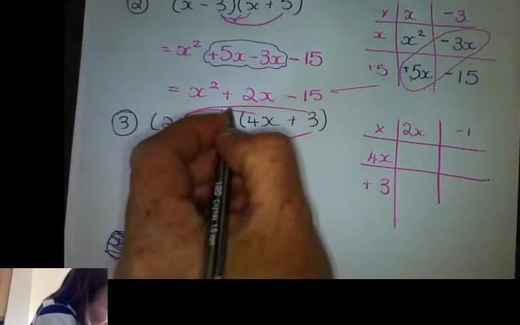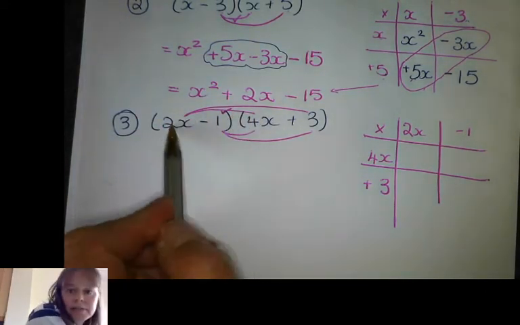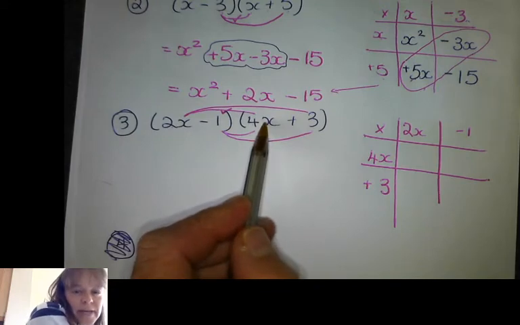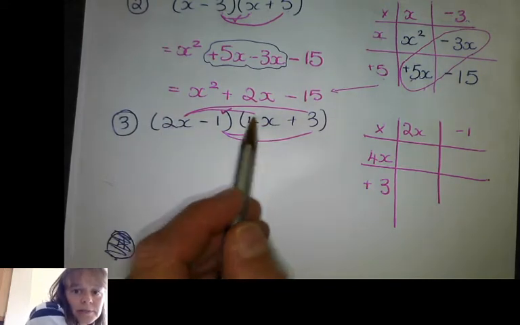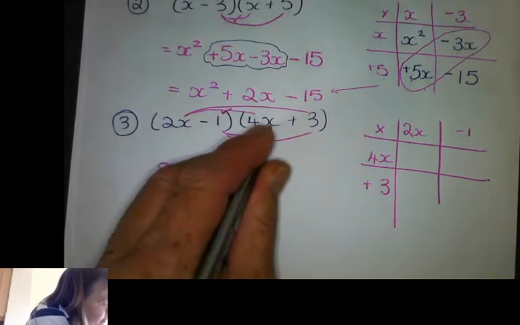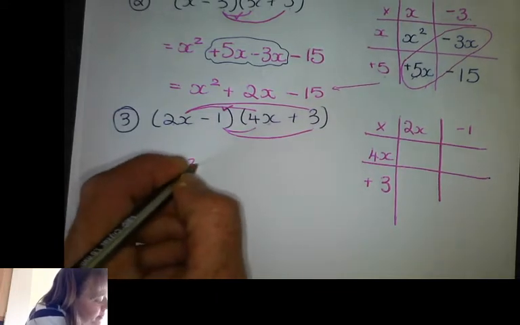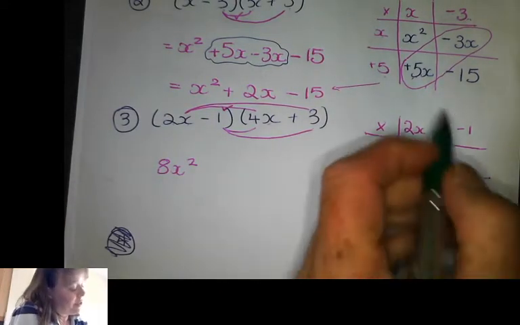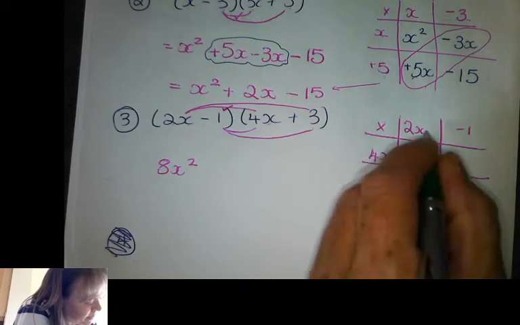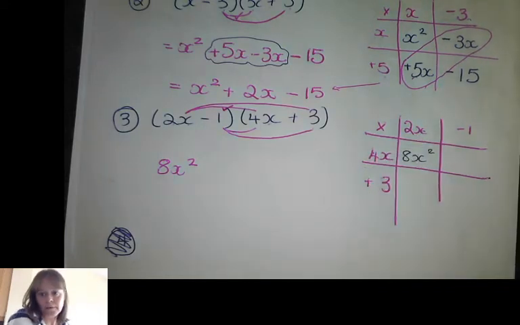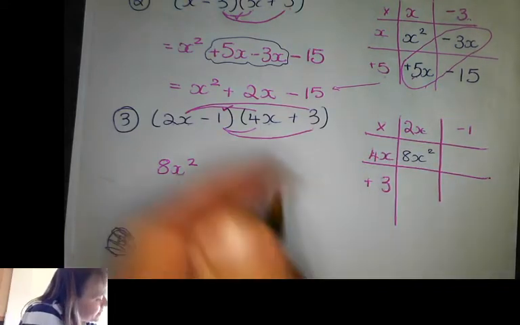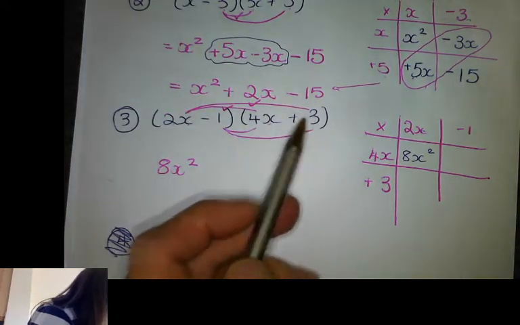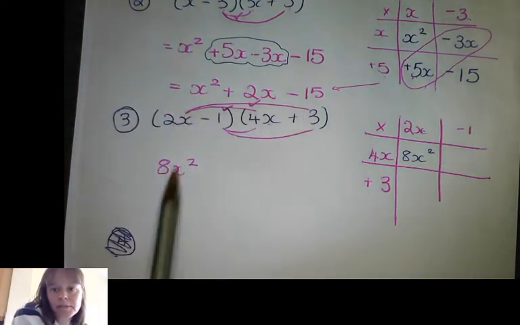So working off the inside of the lobster claw, this says 2x times 4x. So again, just do it like we did last time. Do the 2 times the 4 makes 8. The x times the x makes x squared. Okay, and if you're working off the grid, 2 times 4 makes 8. X times x, x squared. Okay, same bit.